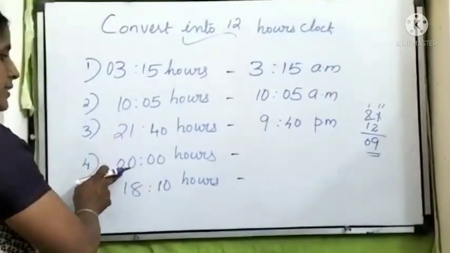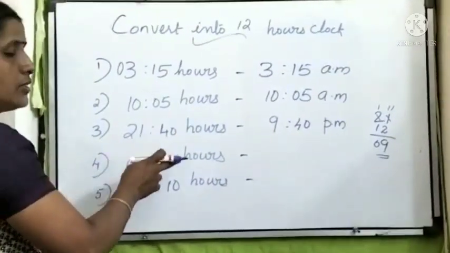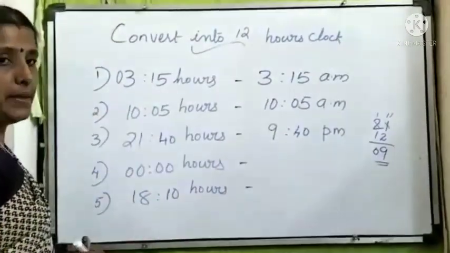Understand all of you? And 00 hours and 00 minutes. That means 12 midnight.